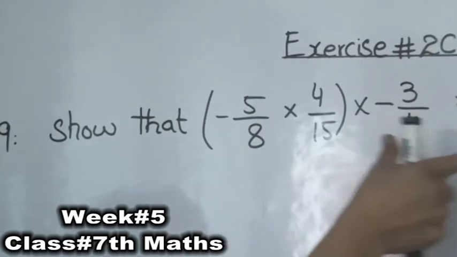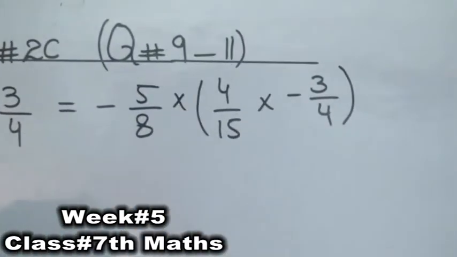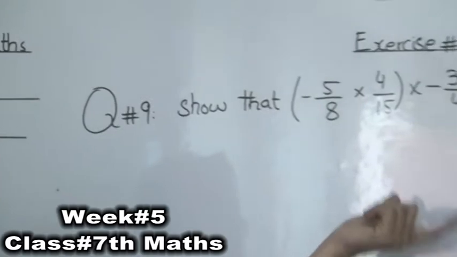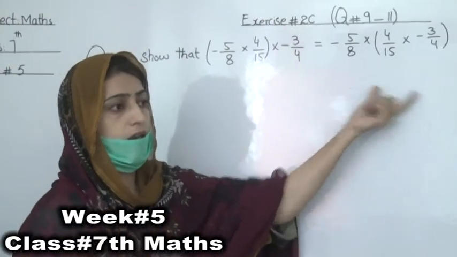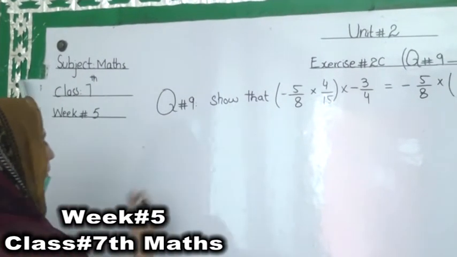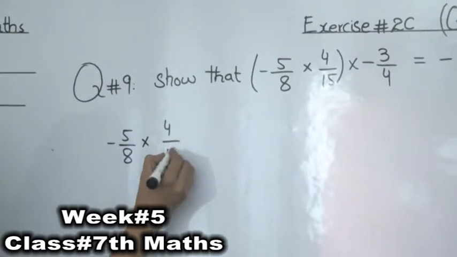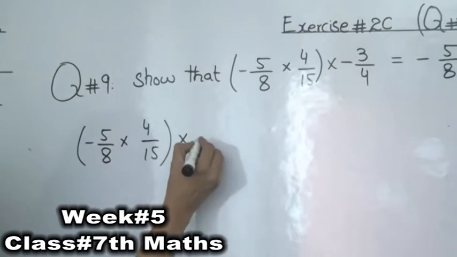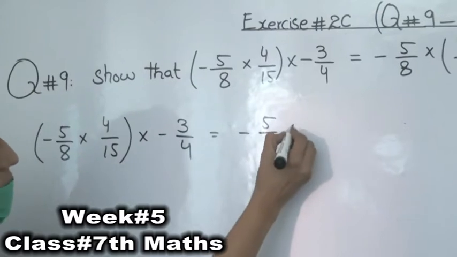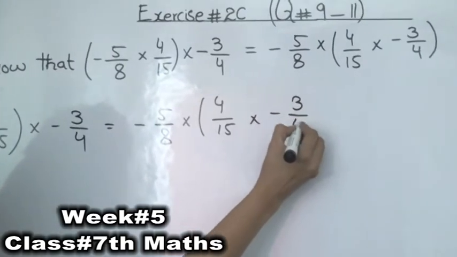And in this equation there are two sides. We will consider this side the left hand side and this side the right hand side. In this question we will show that the answer of both sides should be equal. So we start on the left hand side. Minus 5 by 8 multiplied by 4 by 15 multiplied by minus 3 by 4.